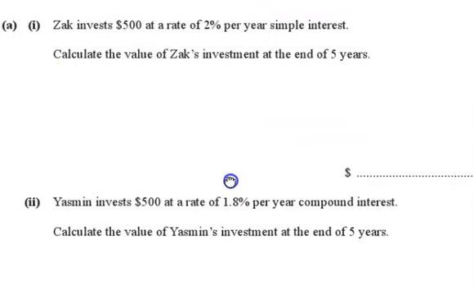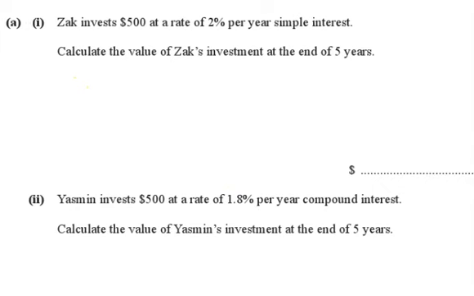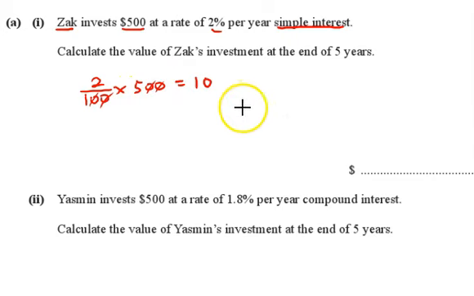Now we have ZA investing 500 at the rate of 2% per year, simple interest. So we just have to calculate 2% multiplied by 500. You'll be getting about $10. So this $10 is per annum.